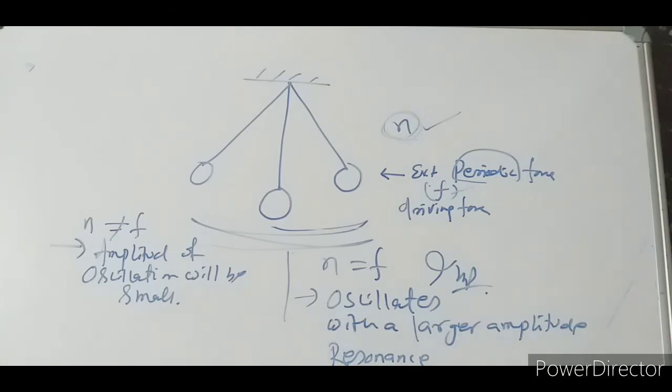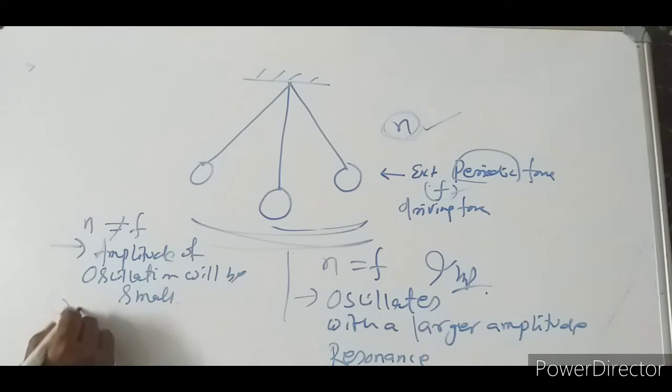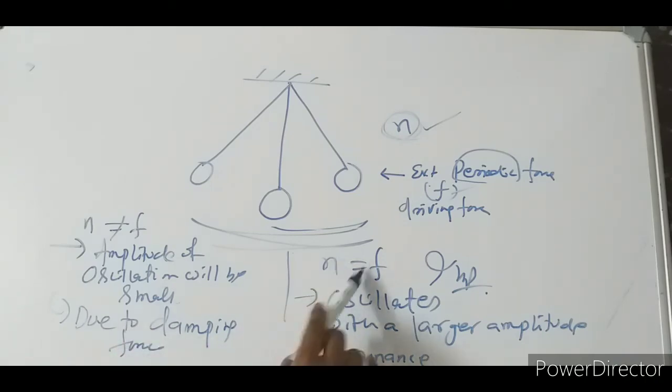Okay, one thing to remember, in case of forced vibration, when N is not equal to F, the amplitude of oscillation will be small. They will vibrate with a small amplitude. Why is it a small amplitude? Due to the damping force acting. And when N is equal to F, the body vibrates with a larger amplitude, and this is known as resonance. This phenomenon is known as resonance.